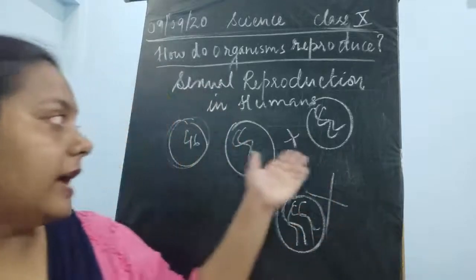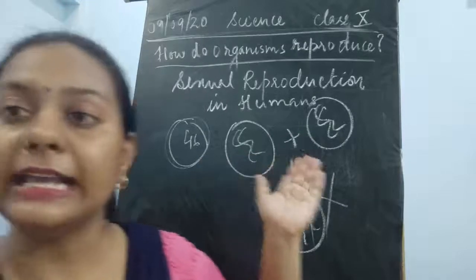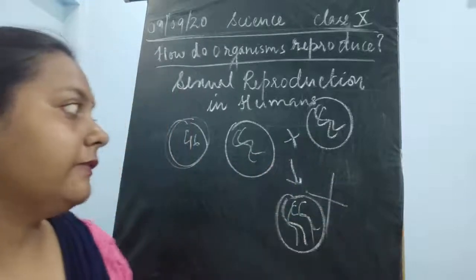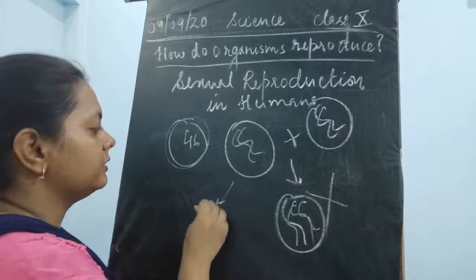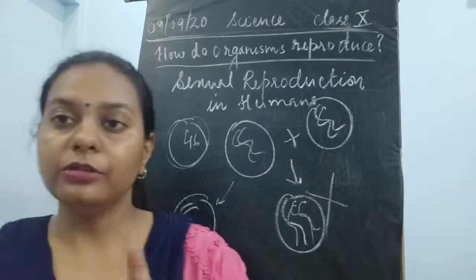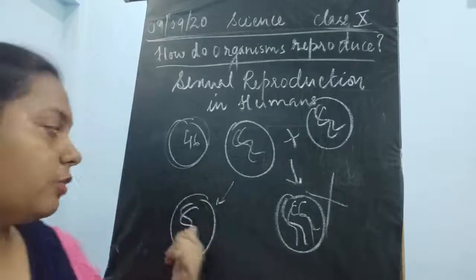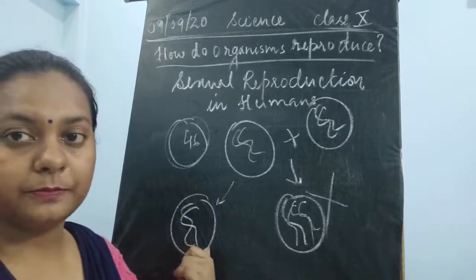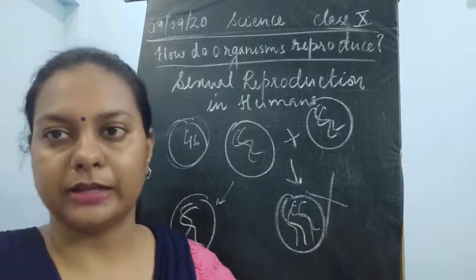Okay, so what would happen? There should be a certain precise manner. Only then, the individual which is generated should also have only a single copy of DNA. Means it should only have two strands. It should not have more than two strands.